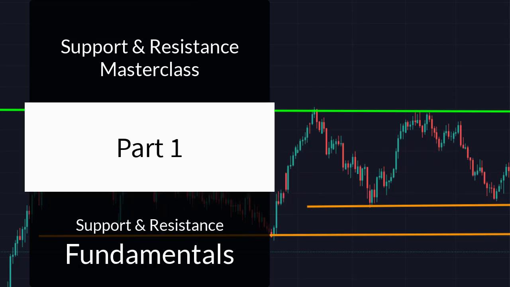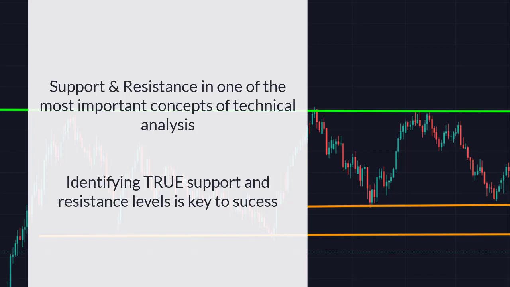So let's start with the first video on support and resistance. By the end of this video, you will learn the fundamentals of support and resistance, which forms the foundation for more advanced techniques which we are going to learn in upcoming videos. Support and resistance is probably the most important concept of technical analysis. Identifying true support and resistance is an absolute must-have skill for a technical trader to become successful.